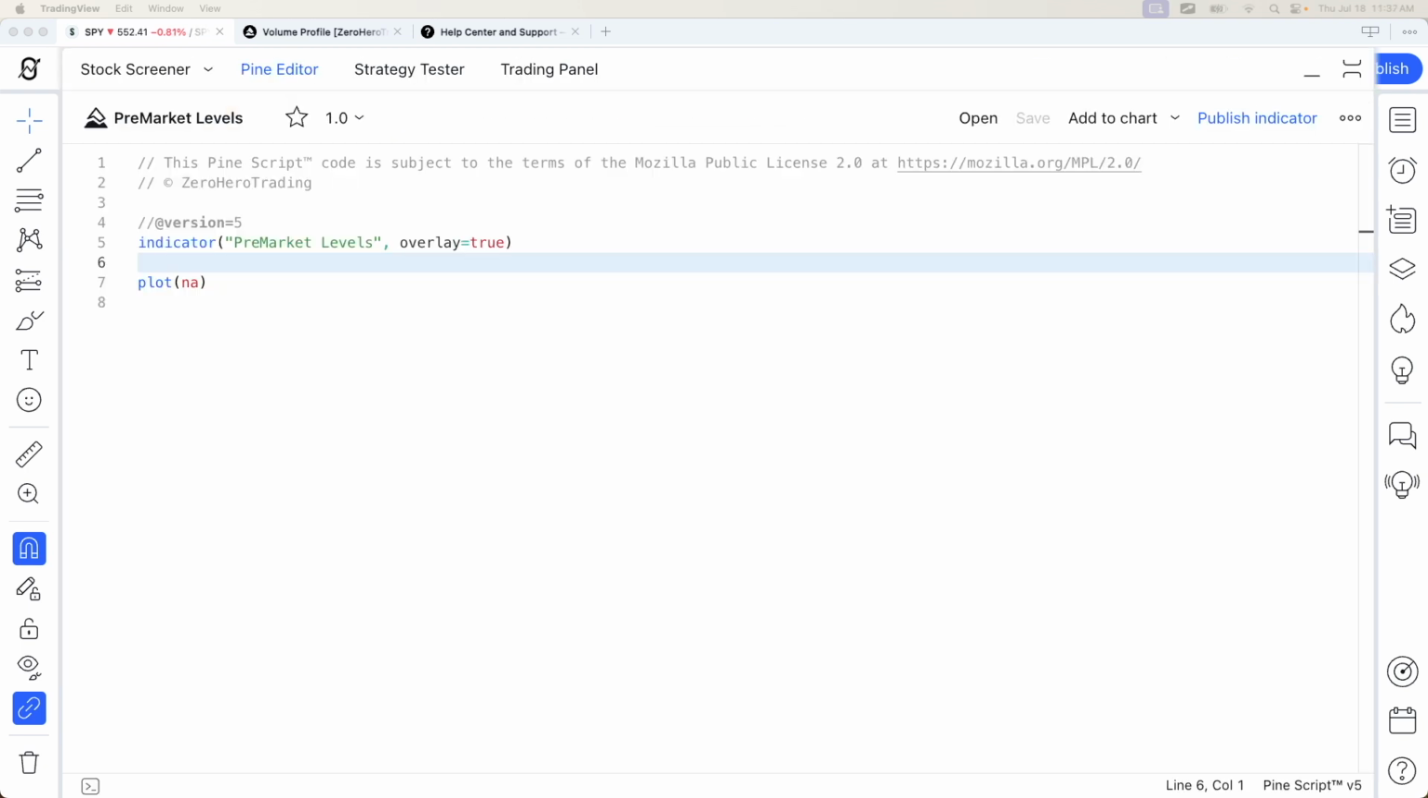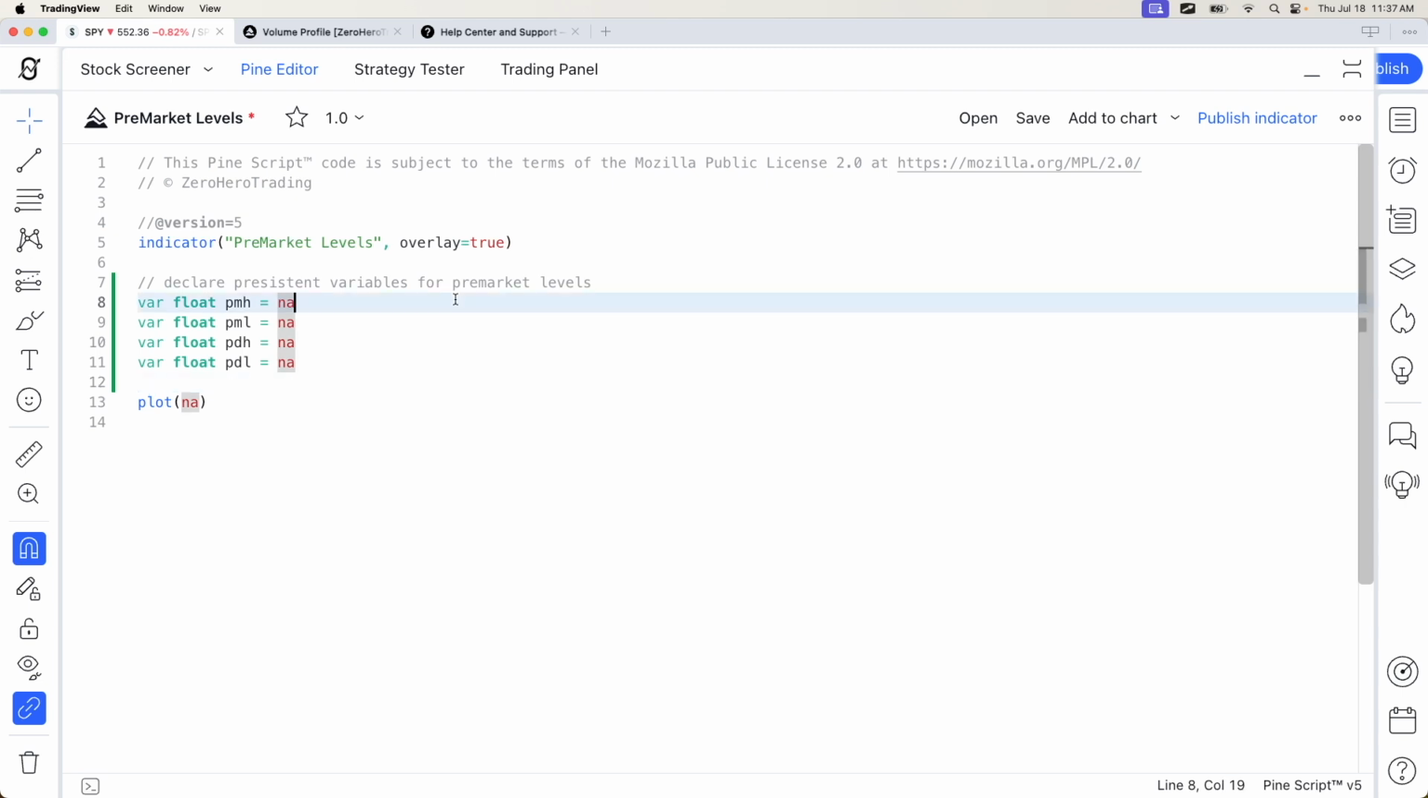Let's start with a blank indicator script. Our goal is to retrieve pre-market high-low and previous day high-low, so we'll first declare persistent variables to hold the value of these pre-market levels, like so. We're using the keyword var to make our variables persistent. The type is float since we are dealing with price levels. PMH for pre-market high, PML for pre-market low, PDH for previous day high, and PDL for previous day low. And we initialize our values to null with the keyword na.